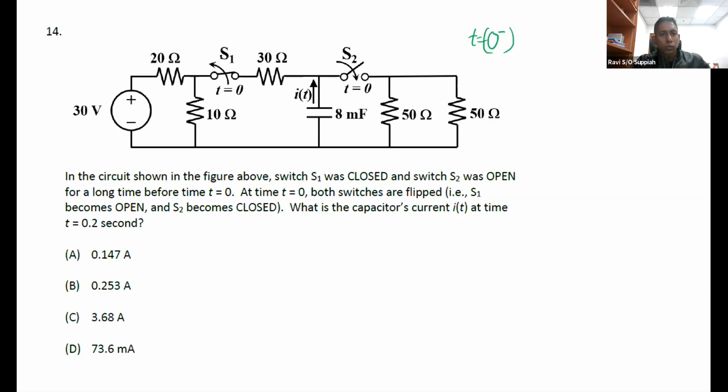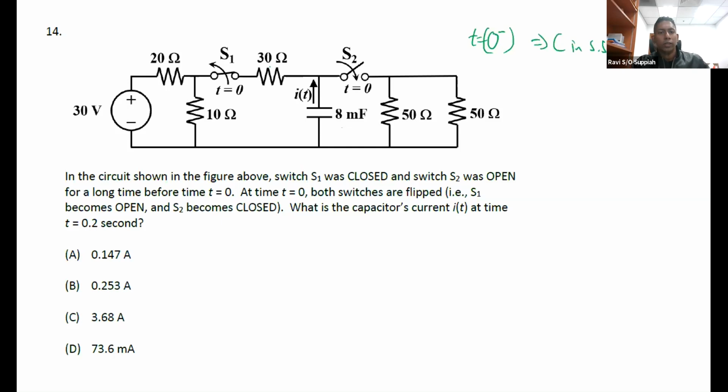So if this switch is closed and this switch is open, this part of the circuit is not seen. This 50 ohm is not seen in the circuit because no current is flowing here. So all you have is this resistor, this resistor, this resistor, and this capacitor here. Once you allow the current to flow inside the capacitor for a long time, it will become fully charged. Correct? So a capacitor in steady state behaves as an open circuit.